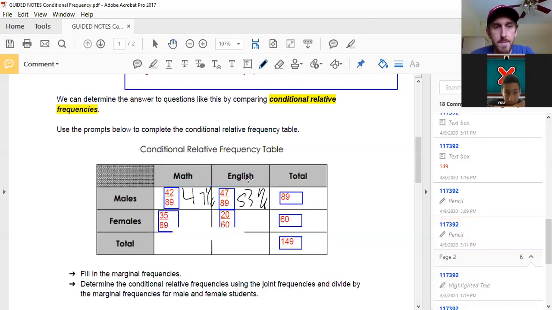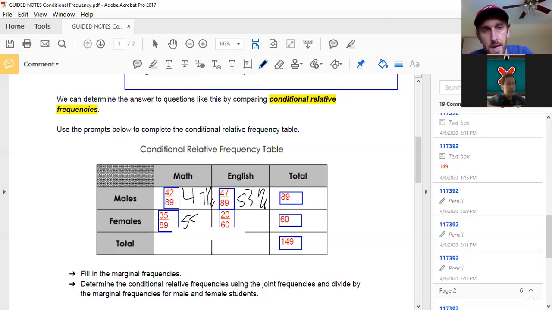So 35 out of a total 60 is going to be 58% of the girls, okay? And then 20 divided by 60, you get about 42%, because you need 100%. So there you have it, right?